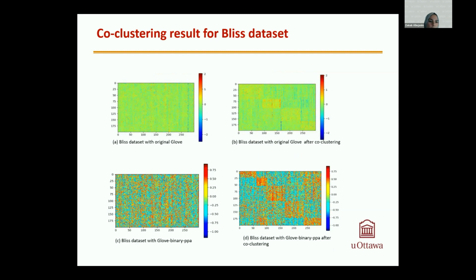And we did the same experiment with the PLIS dataset. Also, in figure A, you can see the original GloVe, and after applying co-clustering, it's very hard to detect the subclusters, while with our technique in figures C and D, it's very clear that there are subclusters, and we can identify and give some semantic meaning to the dimensions of the word embeddings.